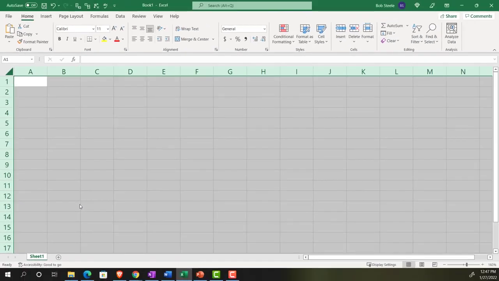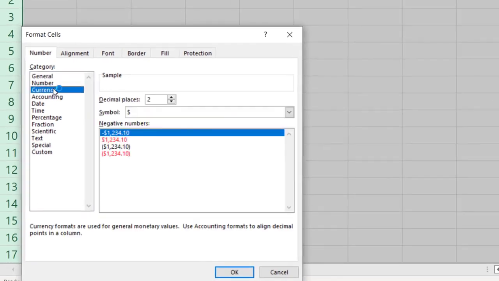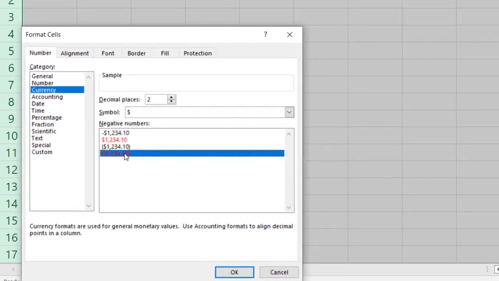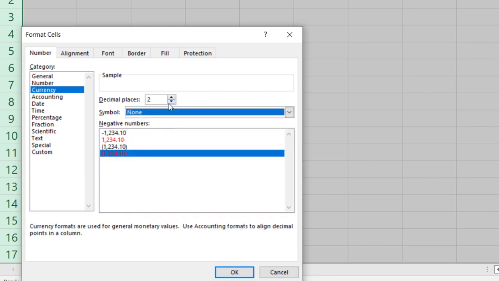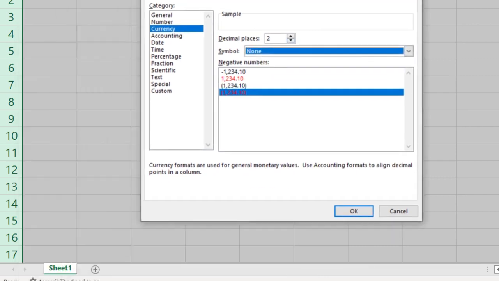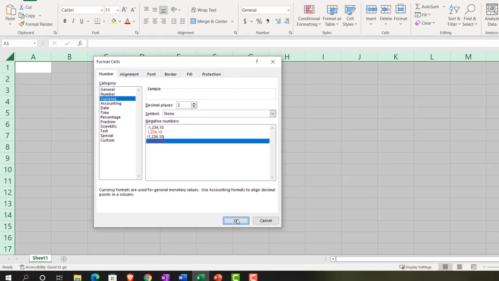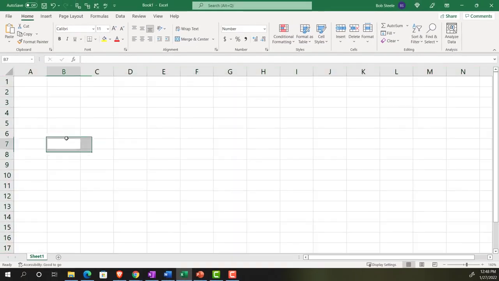And then we're going to say, let's make it currency. Let's make negative numbers bracketed and red. I'm going to remove the dollar sign. I'll keep the pennies. So that's going to be the format that I'm going to use here. And then I'm going to put my data.